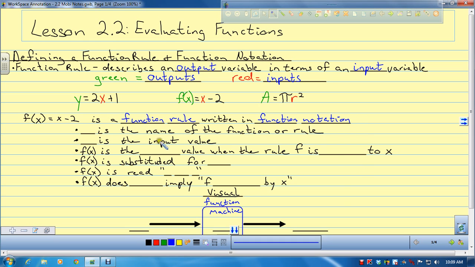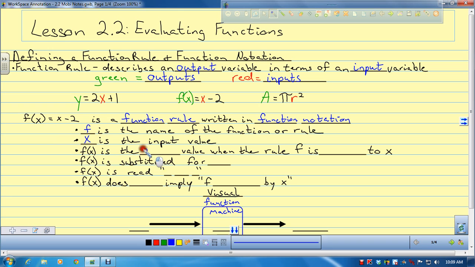Alright, now going through and kind of analyzing this that's written in function notation. F is simply the name of the function or the rule that we are talking about. So this is function f. The x value is the input. It is the value that we're going to choose, put into this equation so we can then get our output for our function. Okay.